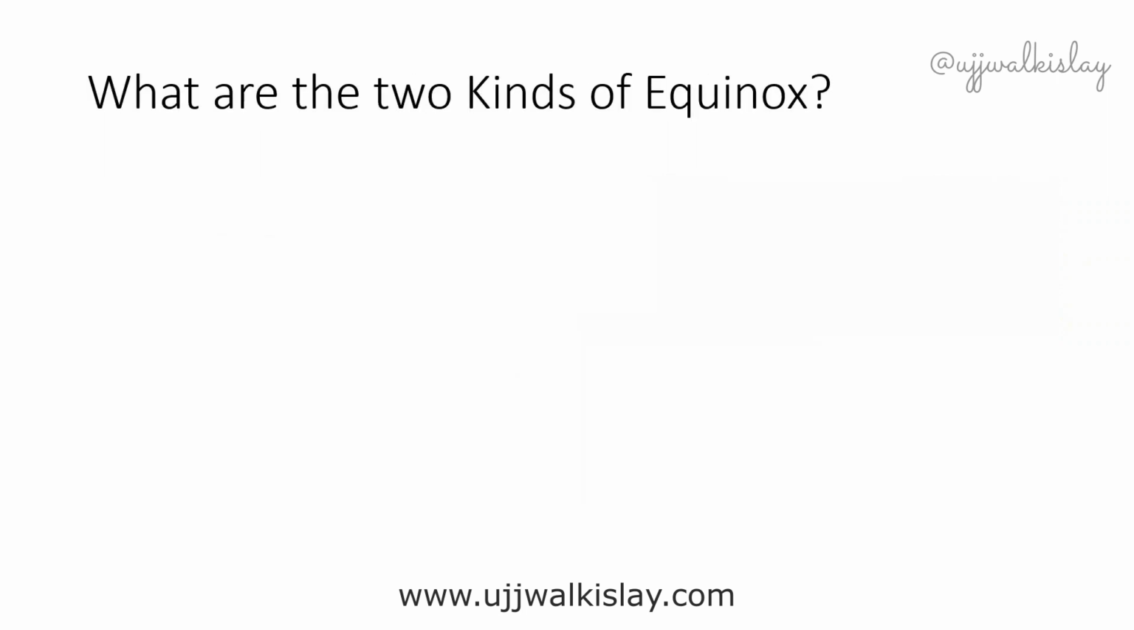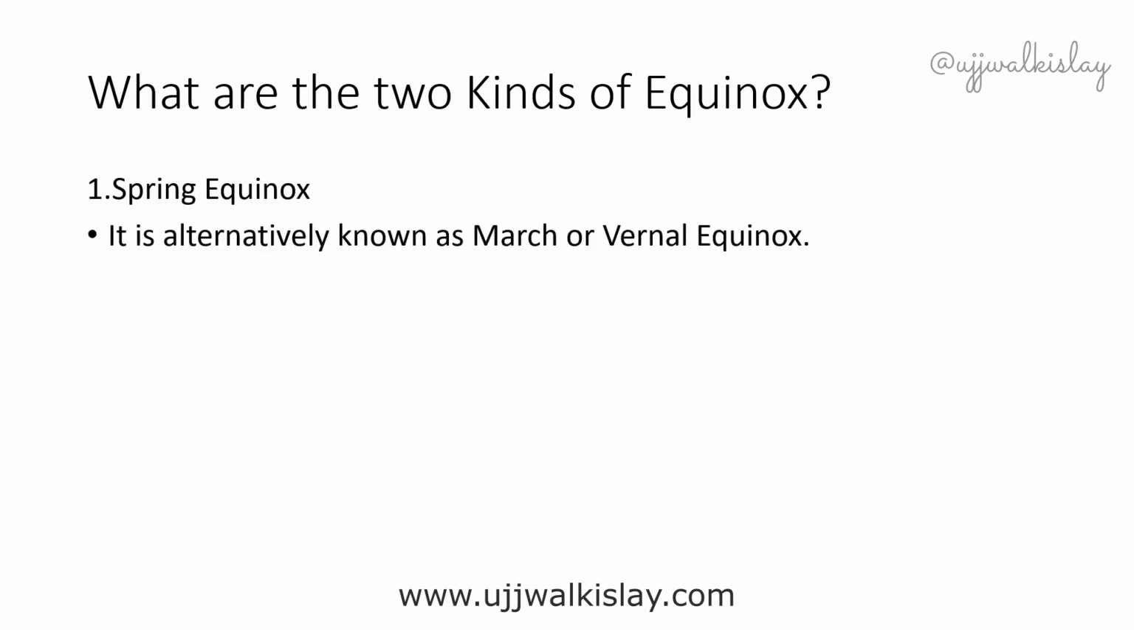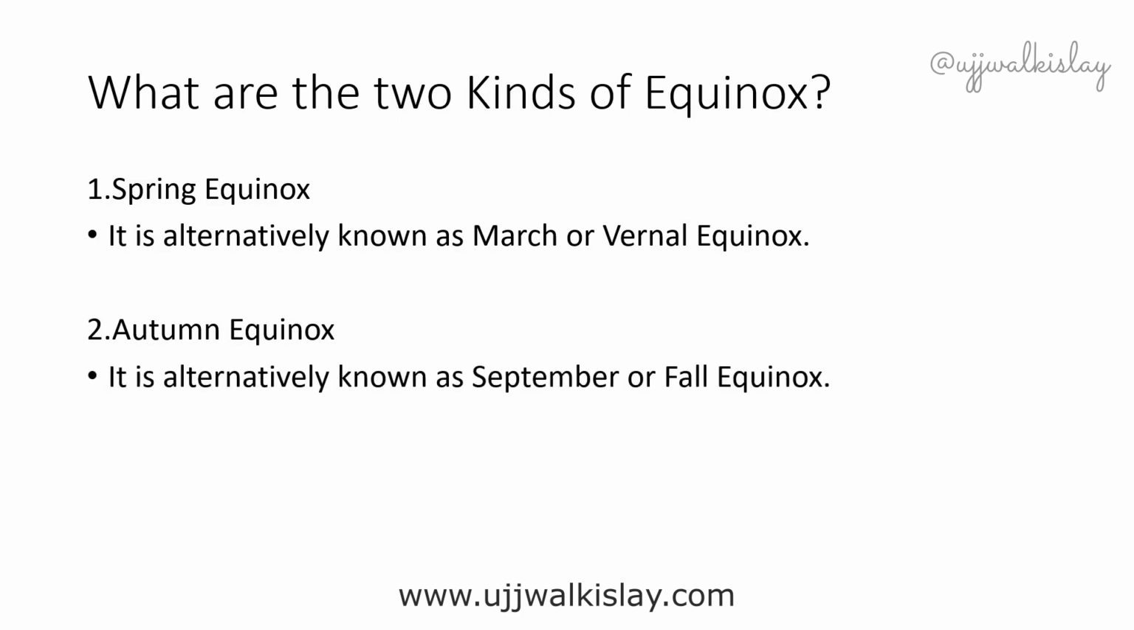What are the two kinds of equinox? The two kinds of equinox are spring equinox and autumn equinox. The spring equinox is also known as March equinox or vernal equinox. On the other hand, the autumn equinox is also referred to as September equinox or fall equinox.